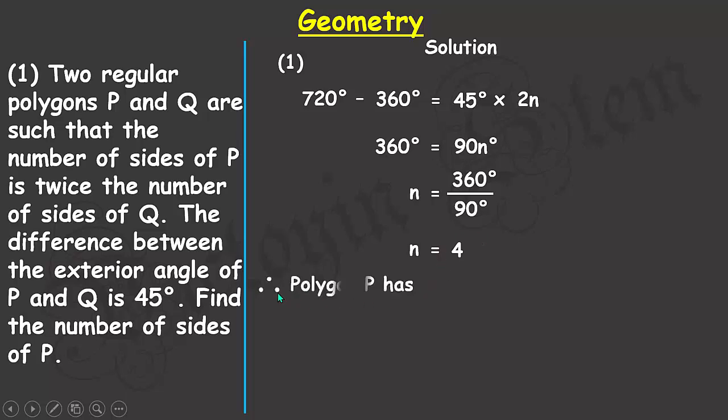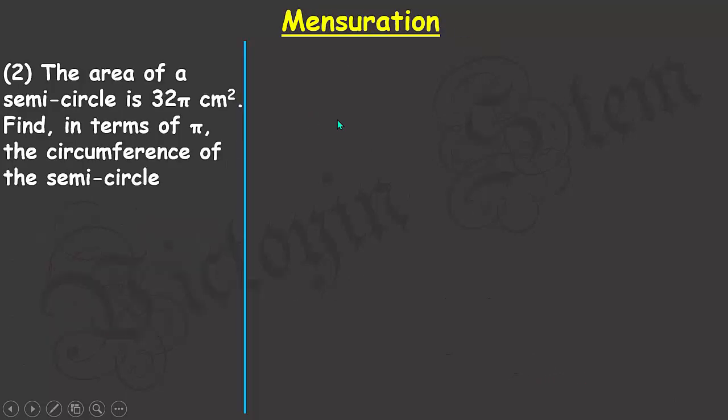To find the number of sides of polygon P, I'll use the formula 2n, because at the beginning I said let the number of sides of polygon P be 2n, so it will be 2 multiplied by 4. So the number of sides of polygon P is equal to 8 sides. Hence, polygon P is an octagon. Now to the second part of the question.